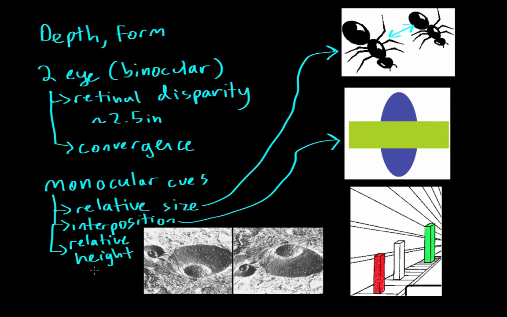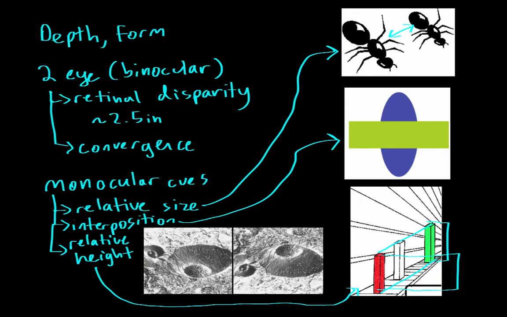Relative height would be this example over here. Relative height is basically saying that objects that are perceived to be higher are perceived to be further away than those that are lower. This rectangle over here is higher up than this red rectangle over here. Because it's higher, and based on all the surrounding cues, we perceive it to be further away. But in fact, they are the exact same shape and the same exact height. It's just that this one is placed physically higher than the red rectangle, so we perceive it to be further away. So that's relative height, and that's a monocular cue.